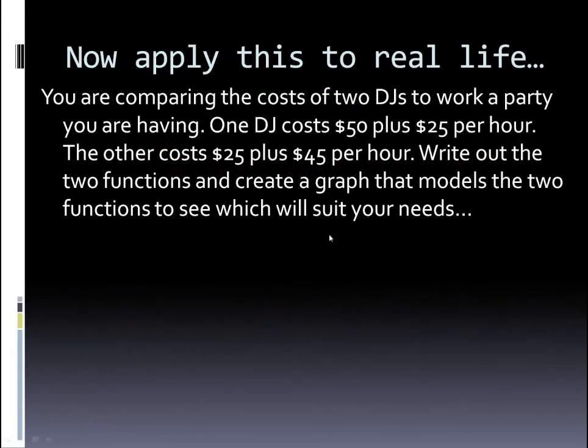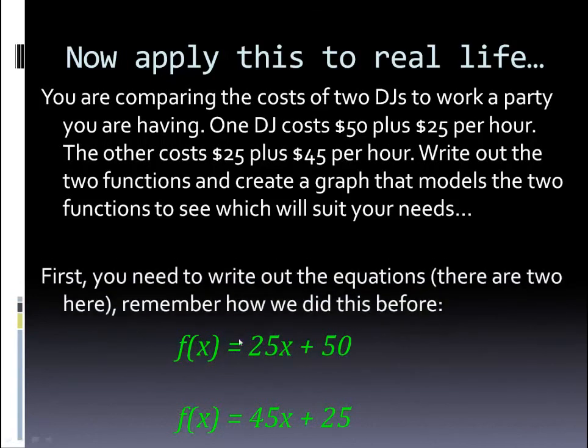Now let's apply this to real life. Say that we're comparing the cost of 2 DJs to work a party we're having. One DJ costs $50 plus $25 per hour. The other costs $25 plus $45 per hour. Now write out the two functions and create a graph that models the two functions to see which is going to suit our needs best. So we have these two equations that we come up with.